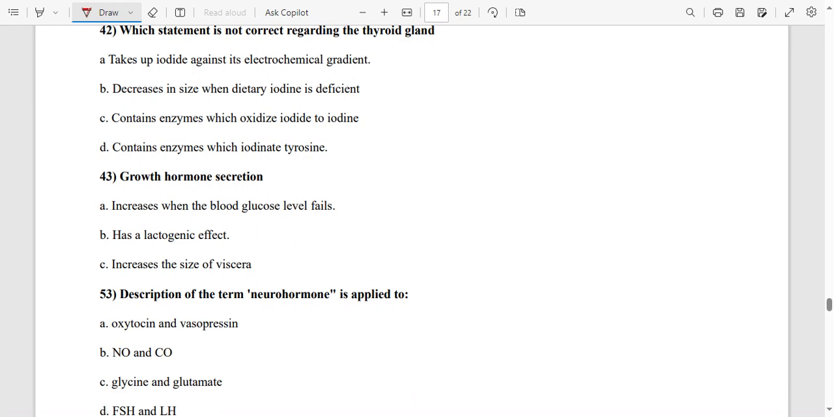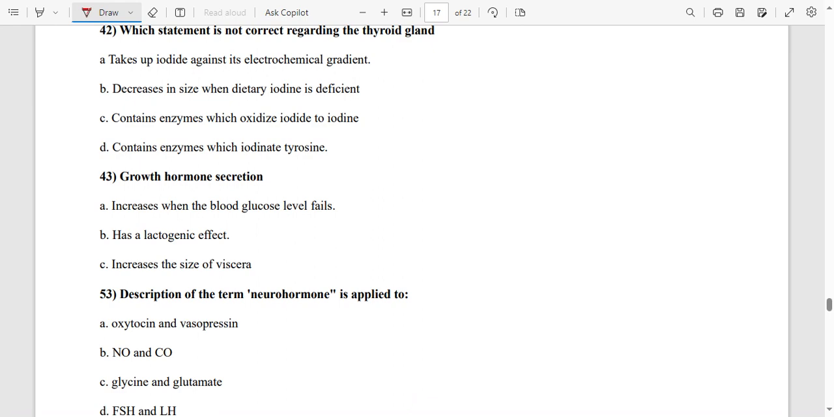Takes up iodine against its electrochemical gradient. That is true. When iodine is high in blood, it is taken to the thyroid gland against its gradient. Decreases in size when the dietary iodine is deficient. That is not true. For the fact that you have not eaten things with iodine doesn't mean that it will decrease in size. Contains enzymes which iodinize iodine to iodide. That is true in the formation of the thyroid hormone.